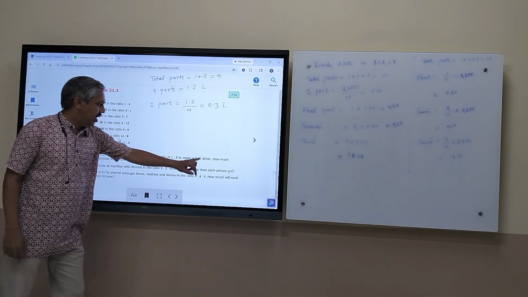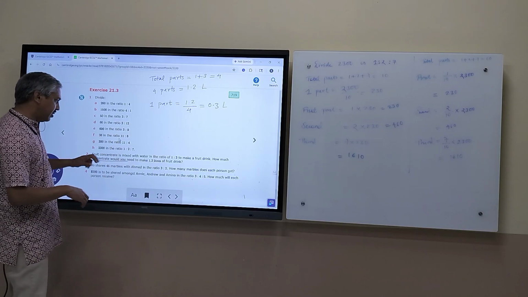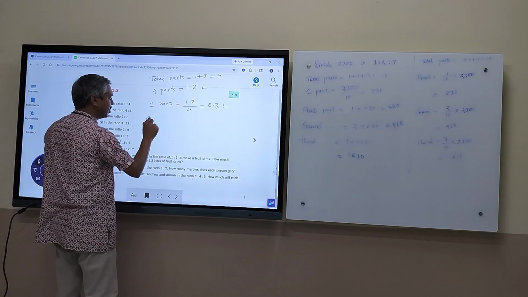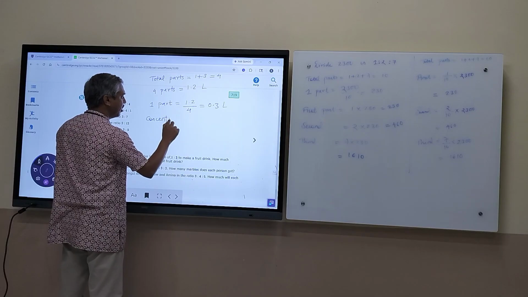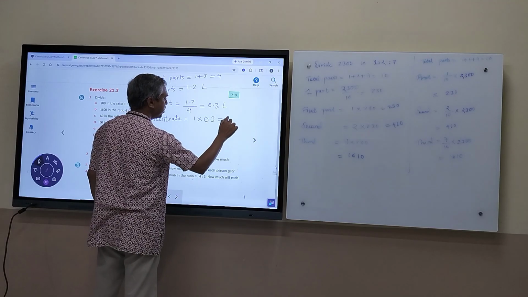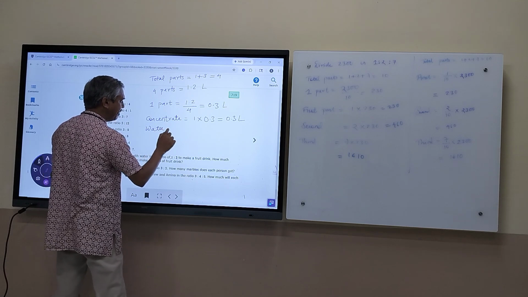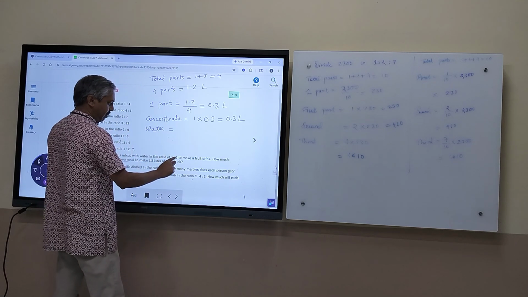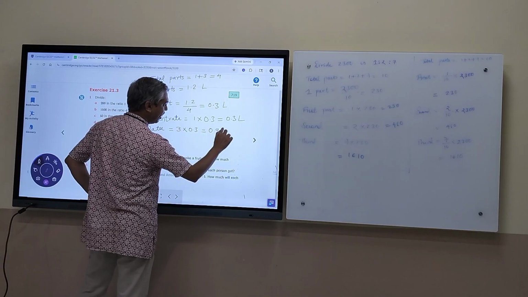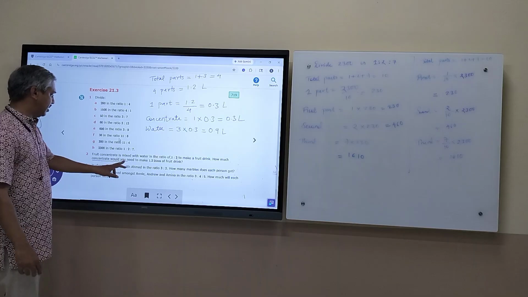Now the question is, how much concentrate would you need? Concentrate is 1 part and 3 parts is water. So the fruit concentrate would be equal to 1 into 0.3, which is equal to 0.3 liter. And the water, which is not asked, but it might be asked in this exam, is 3 parts, which is equal to 3 into 0.3, which is equal to 0.9 liter. So this is how we can get this answer as well.